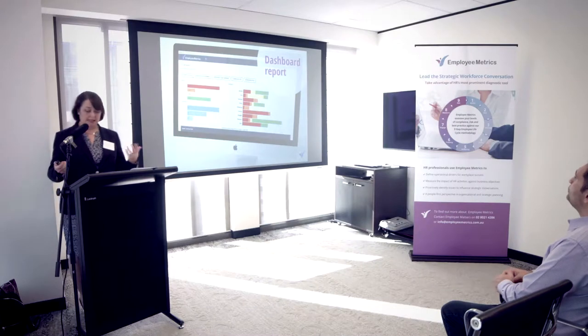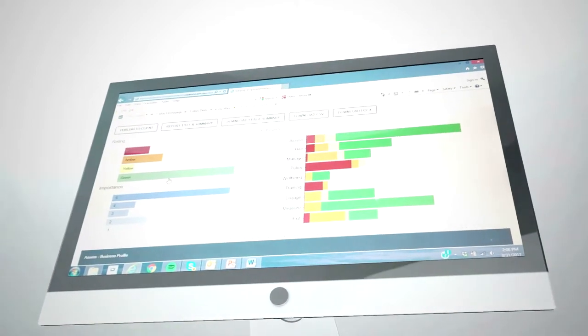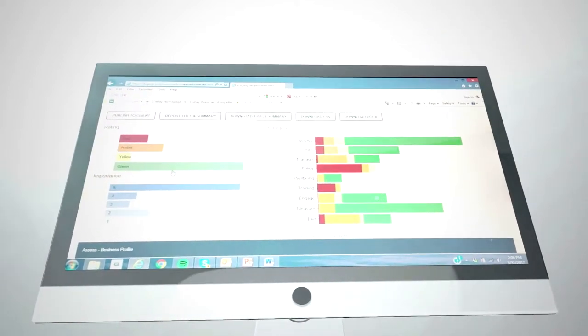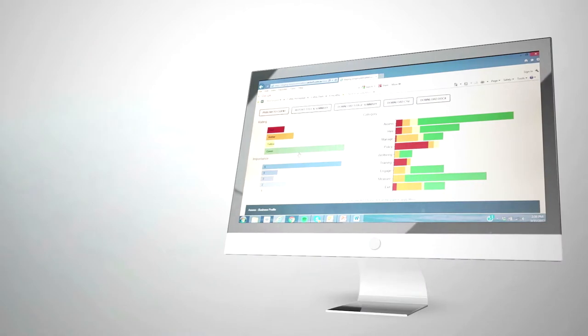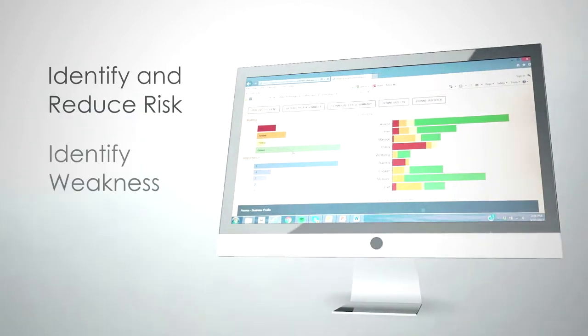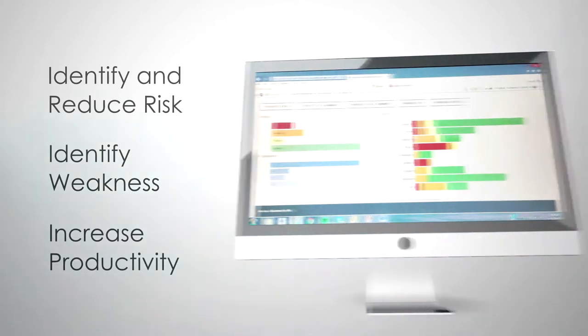So here's what our dashboard report looks like. Employee Metrics generates a detailed assessment via traffic light report, with recommendations to address any issues that we've found, including the level of costs for that risk, but also some of the breaches that you actually may be exposed to. The brilliance of it is you can really quickly drill down into specific pieces of workplace information, such as identify and reduce risk, identify your areas of weakness, and importantly, increase productivity in the workplace.